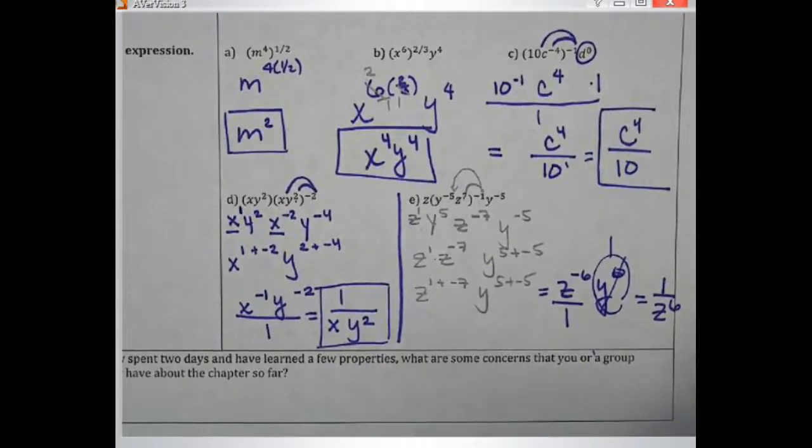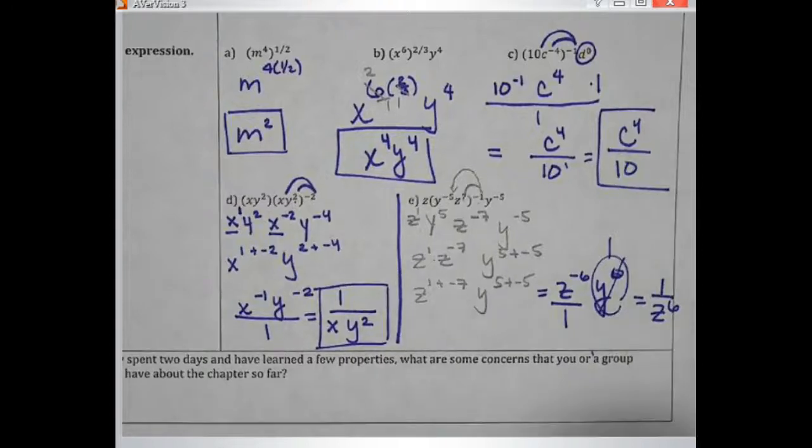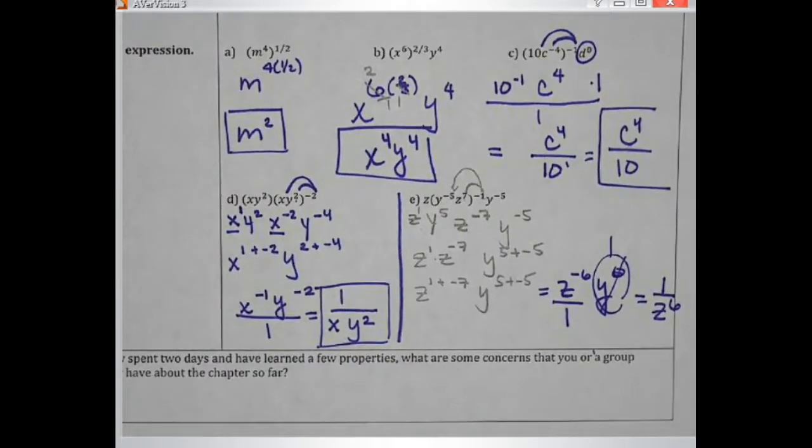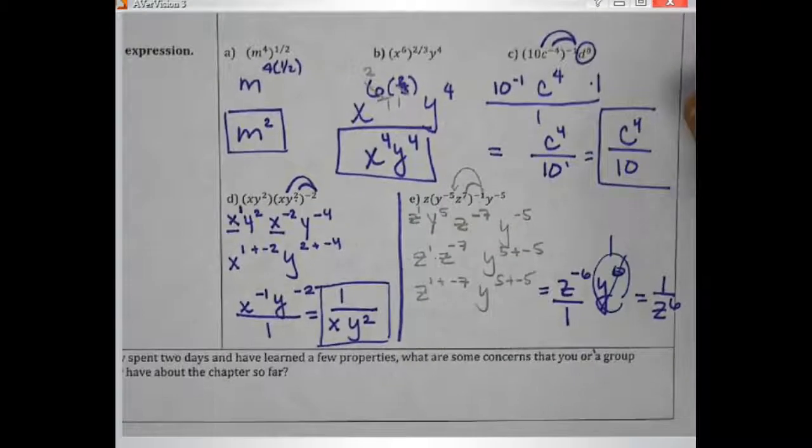So, what do we have next? As we've now spent a couple days and have learned a few properties, what are some concerns that you or your group members may have about this chapter so far? This is really kind of a reflection question for you, but typically people struggle with there being so many different properties and trying to keep them separate. I highly recommend making some flashcards, so you remember which property goes with what and which you have to do in different situations. Aside from that, just maybe practice some problems with this, and we'll see how we do.